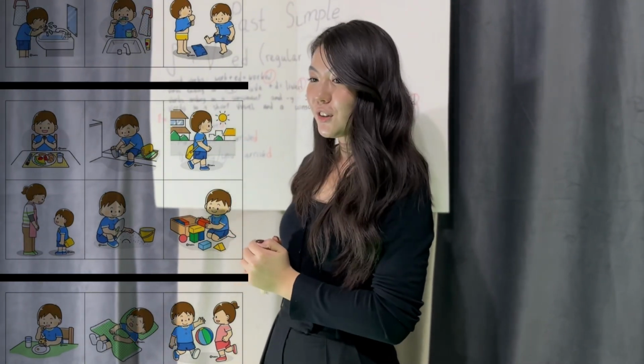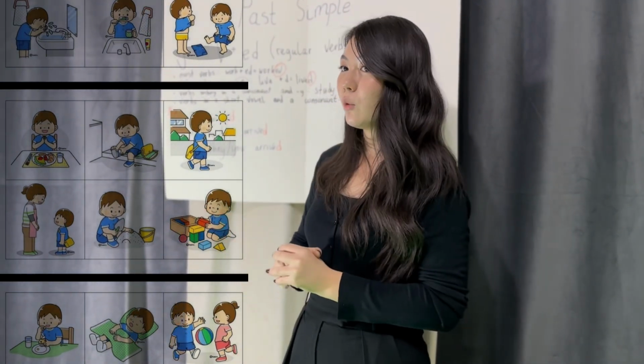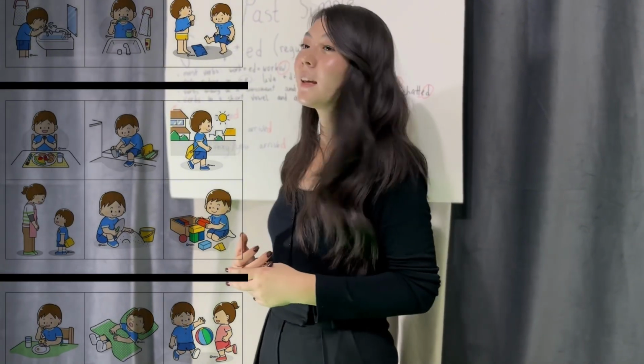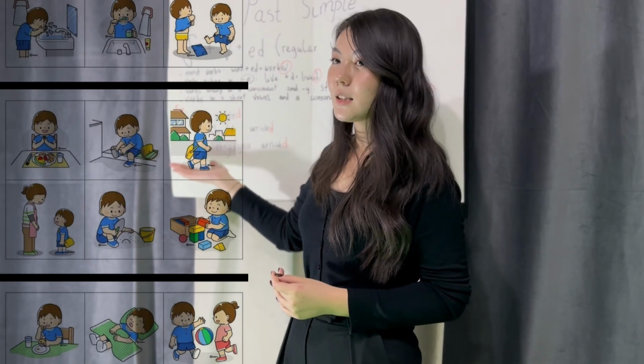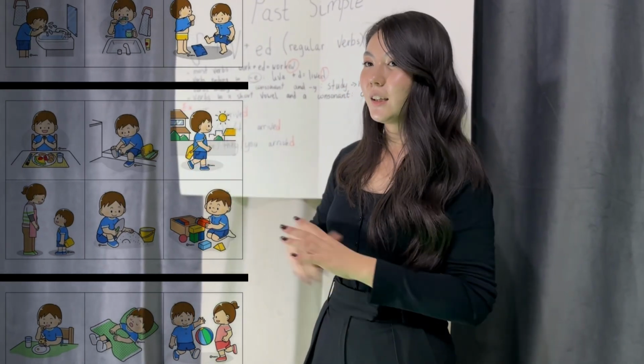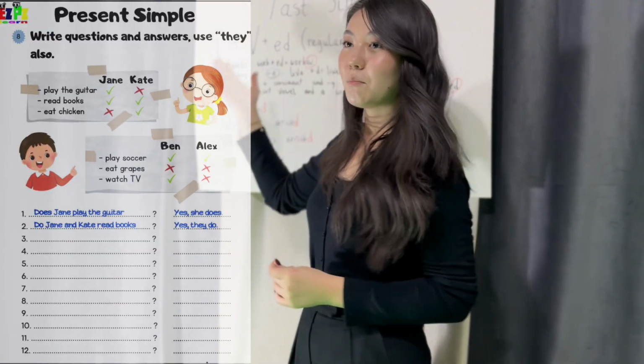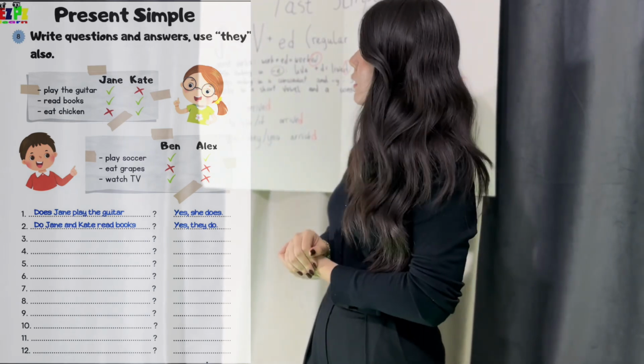This picture shows what kind of action? What did we learn in the vocabulary? He brushes his teeth. Yes, that's right. So, Alex, what do you think about this picture? He has breakfast. Okay, so here are the present simple exercises.